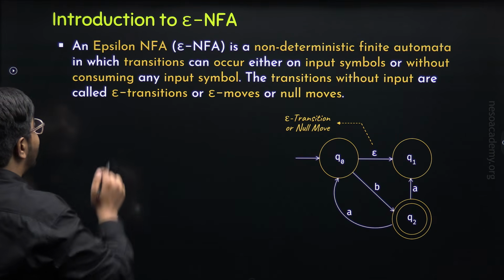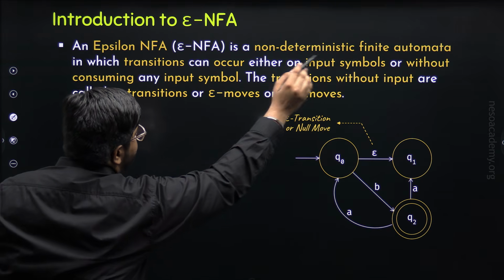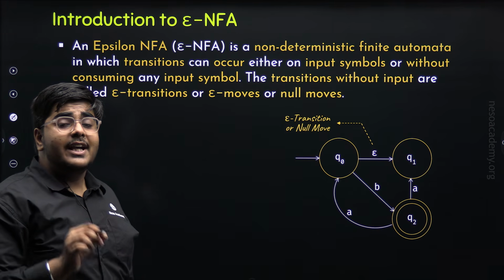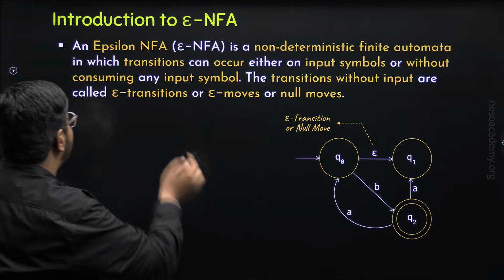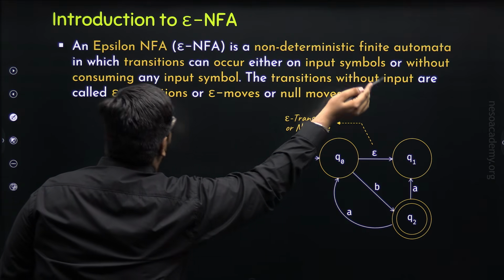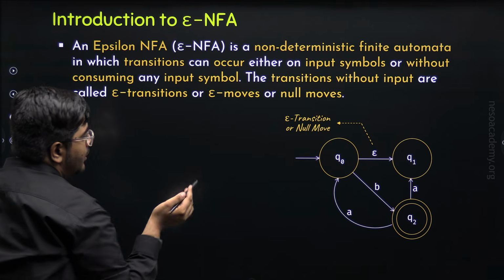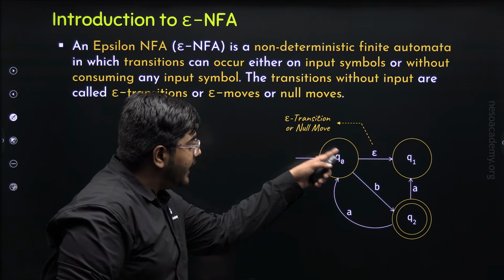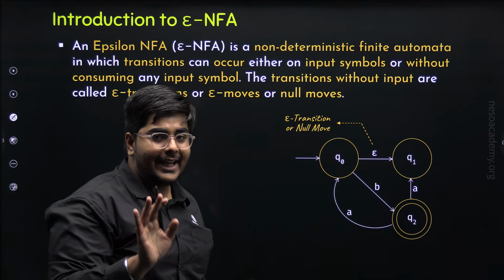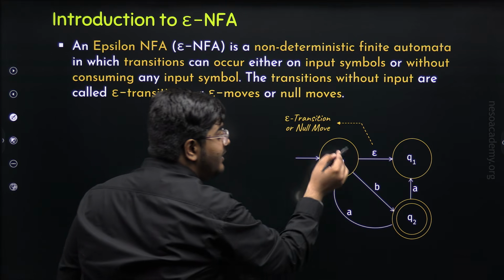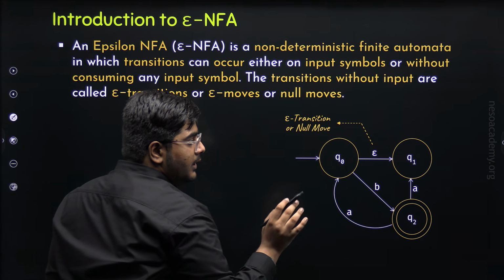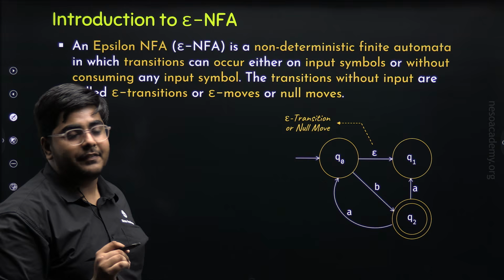Let's see. An epsilon-NFA is a non-deterministic finite automata. I have already told you that epsilon-NFA is just a type of NFA in which transitions can occur either on input symbols or without consuming any input symbol. So obviously, the machine can change the state from one state to another by reading any input symbol, like an NFA. And the machine can even change its state from one state to another without reading any input symbol. And that's the beauty of epsilon-NFA.